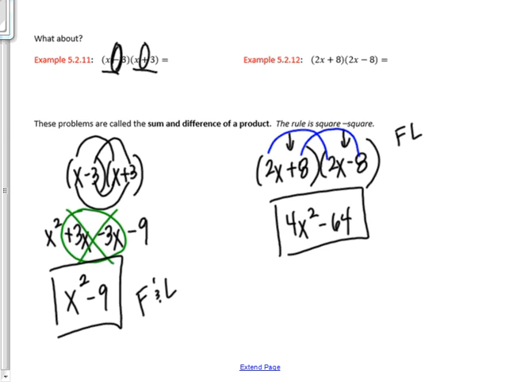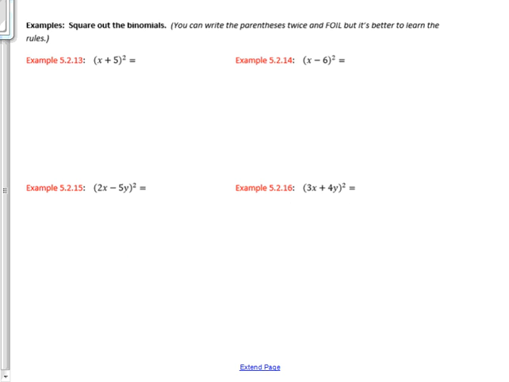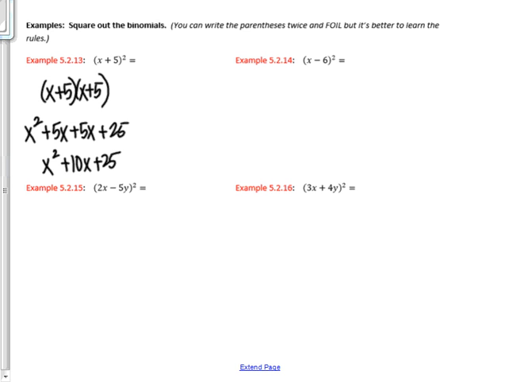And last two problems, or 4 problems, are squaring out the binomials. Now make sure you read through those notes that I gave you that have the rules on how to do it. You have two options. When you see that parentheses squared, you can write it twice and FOIL it. Now the middle's not going to cancel here because I don't have opposite signs. I would FOIL it out and get x squared plus 5x plus 5x plus 25. And so you can see the middle doesn't cancel, it doubles, which would give me 10x plus 25.